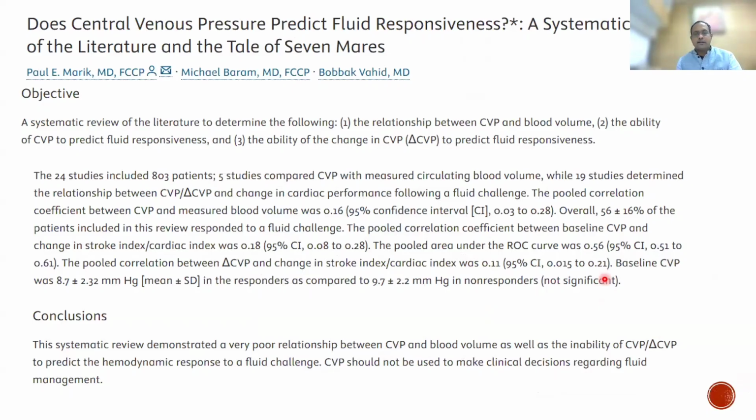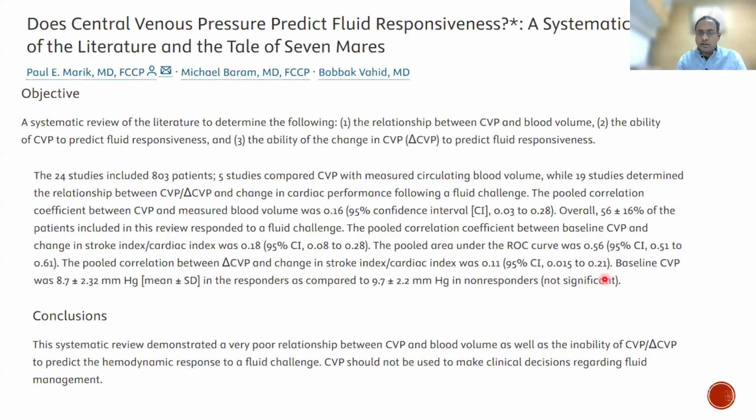Does central venous pressure predict fluid responsiveness? No, so that is clear. But does a change in central venous pressure after fluid administration predict fluid responsiveness? The answer to that is also no, because of this paper published around 5 to 7 years back by Paul E. Marik. In the systematic review they demonstrated the poor relationship between CVP and blood volume, as well as the inability of CVP or change in CVP to predict the hemodynamic response to fluid challenges.